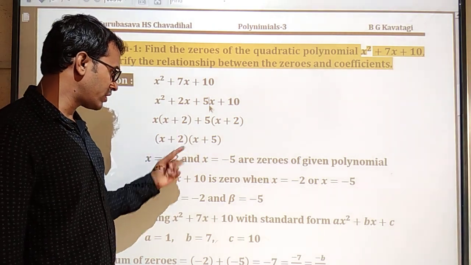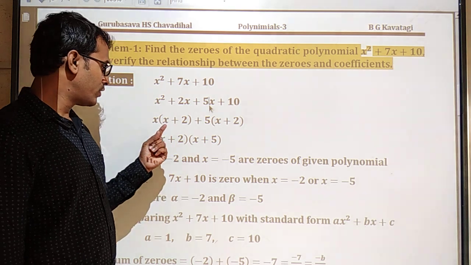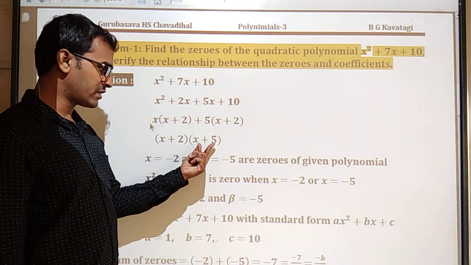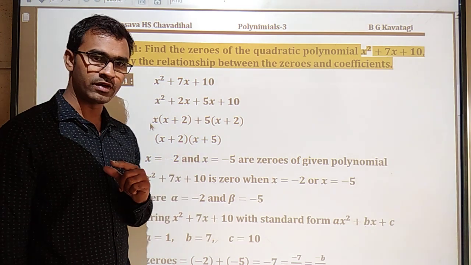There are two factors. In the two terms, x plus 2 is common. Take x plus 2 outside. What is the remaining term? Here, x plus 5. There are two factors: x plus 2 and x plus 5.